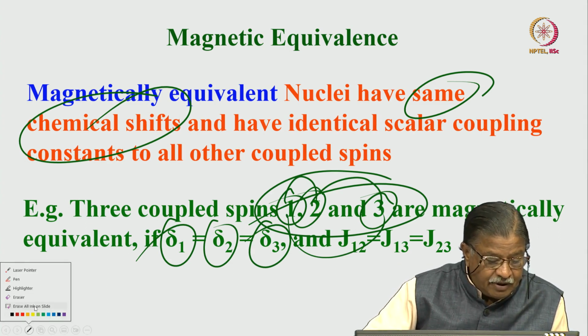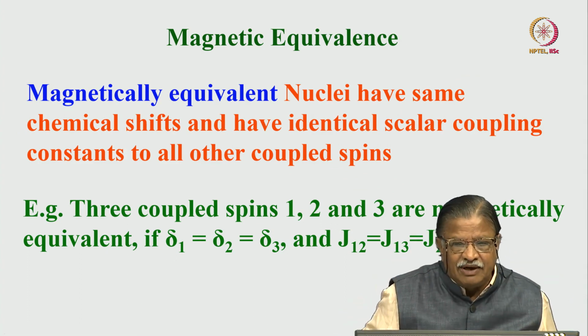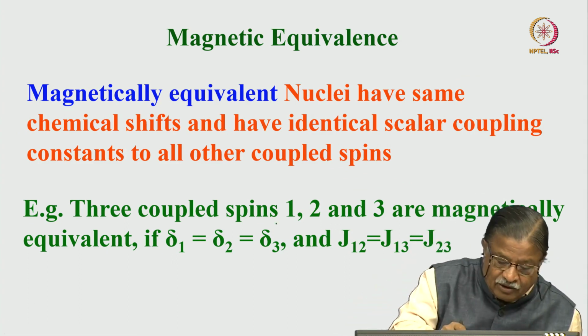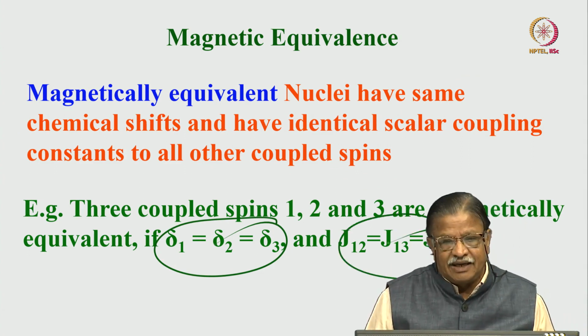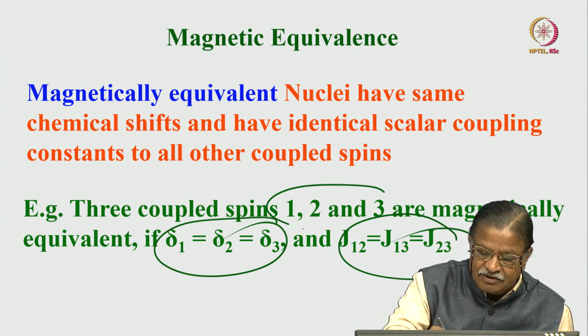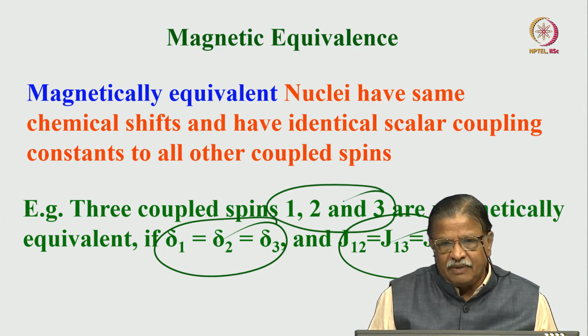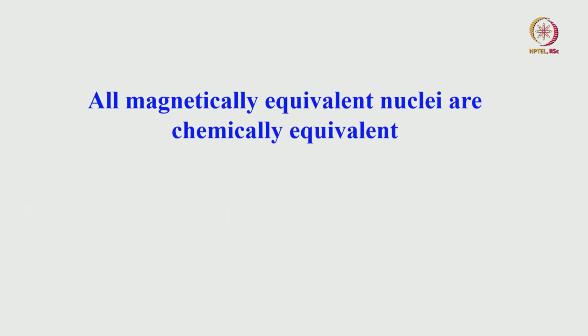So, that means all the 3 couplings should be equal. Not only are they present, they should be equal. Not only chemical shifts should be identical, even coupling should be identical. Then these 3 protons 1, 2 and 3 are called magnetically equivalent spins. You understood? Magnetically equivalent spins. Now you can understand the statement.